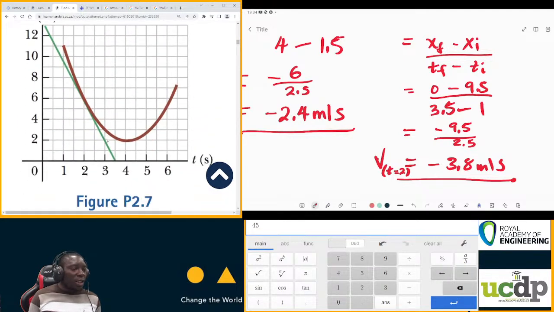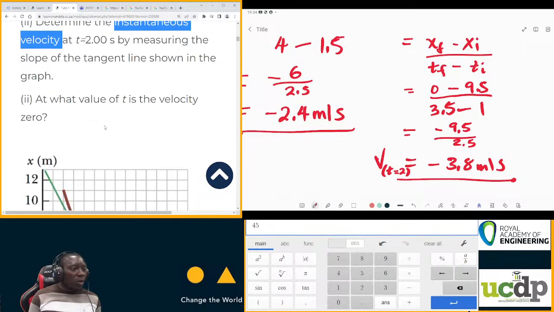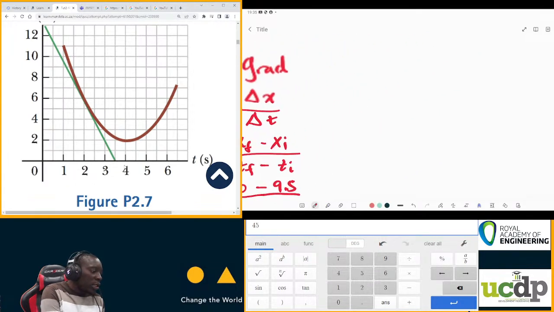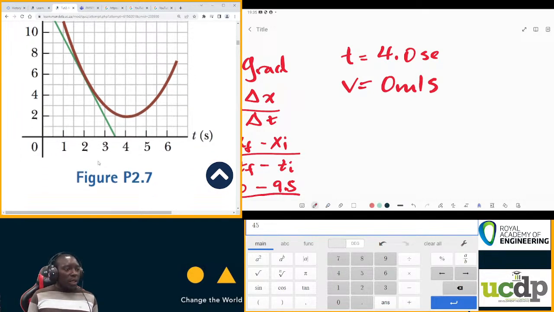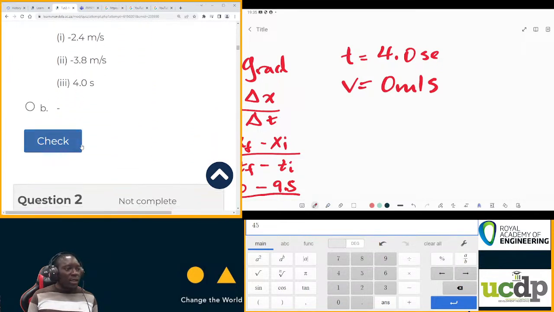Then our next question says, at what value of t is the velocity 0? The velocity is the change in displacement over time, and when the change is 0, then the velocity is also 0. This is the turning point where the gradient is 0. So this is when x is equal to 2, or when t is equal to 4. The value of t is what is required. So at t equals 4 seconds, v equals 0 meters per second. Great, so that's how we deal with graphs. The answers are 2.4, negative 3.8, and 4 seconds.